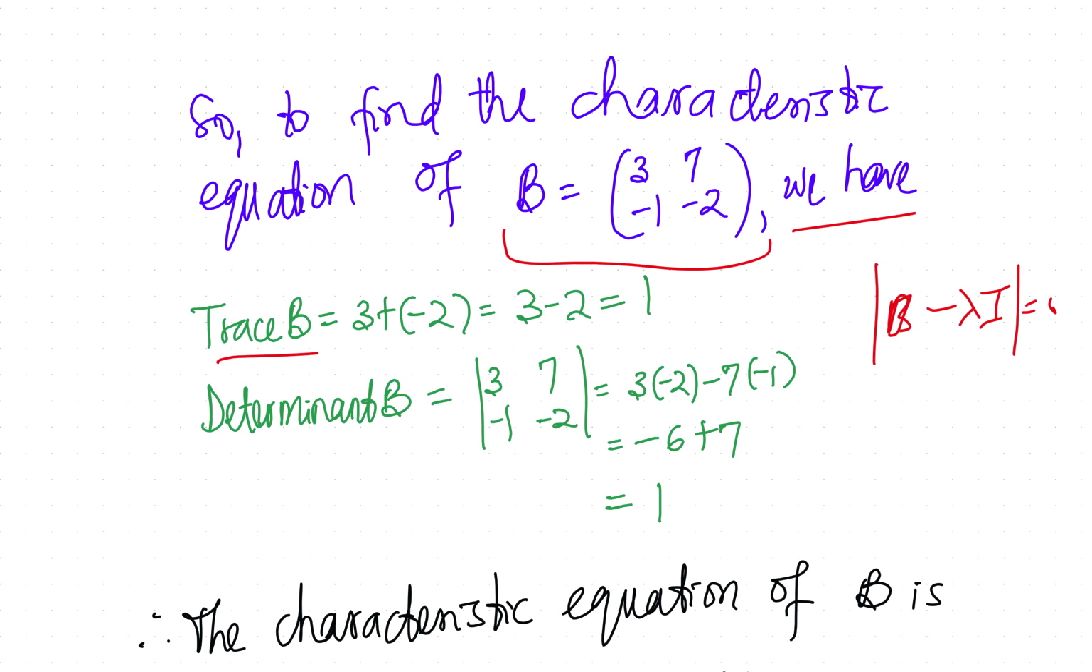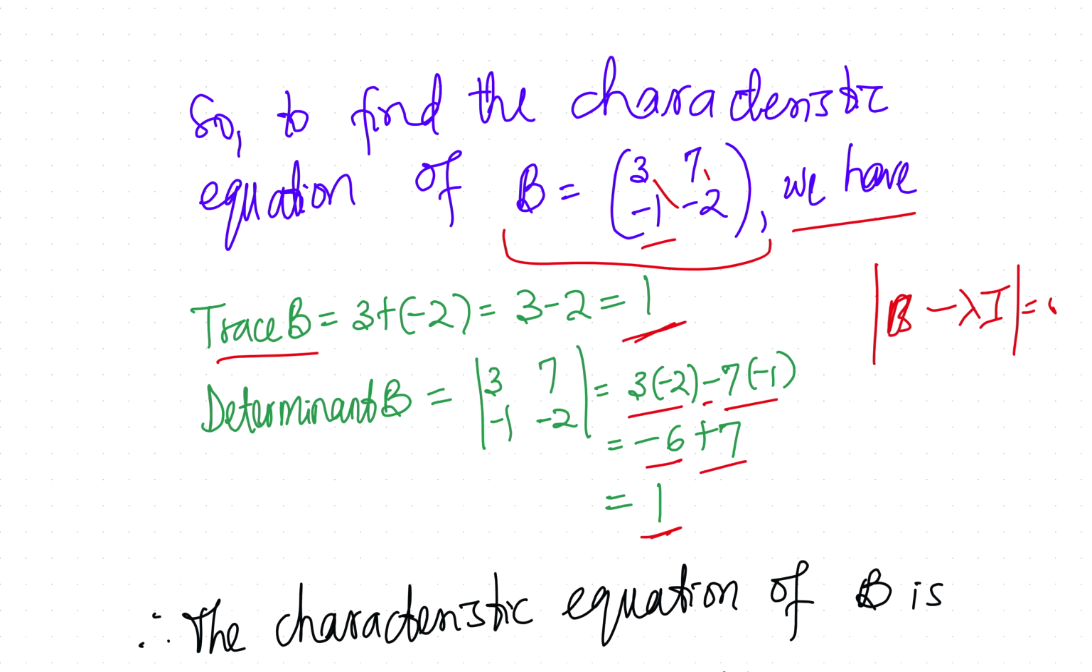So the trace of B is just the addition of 3 and minus 2. So you have 3 plus minus 2, that's 3 minus 2, which is 1. Then the determinant of B itself now is 3 times minus 2 minus 7 times minus 1. So 3 times minus 2 is minus 6. Minus 7 times minus 1 is plus 7. So minus 6 plus 7 is also 1. So you see the trace of B is 1 and the determinant of B is also 1.